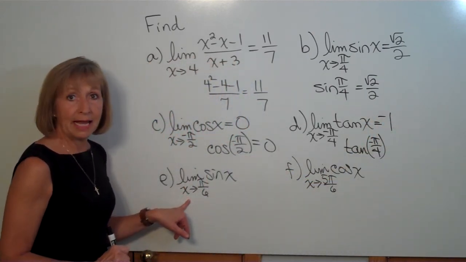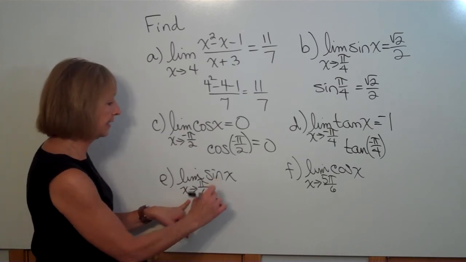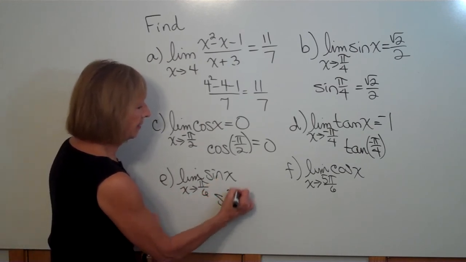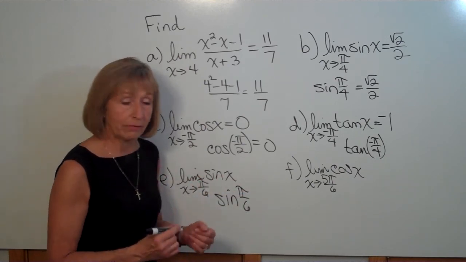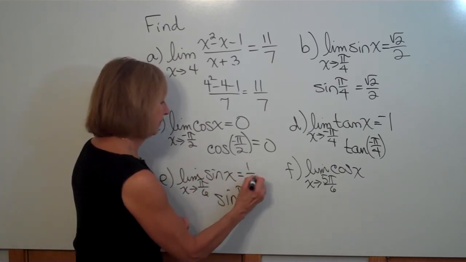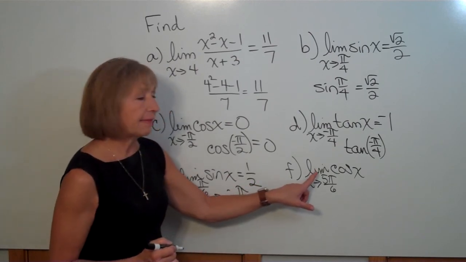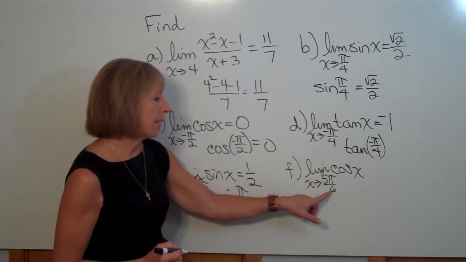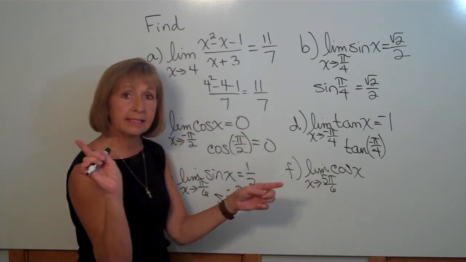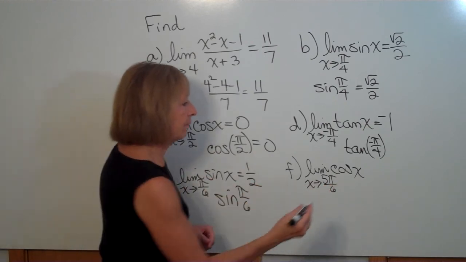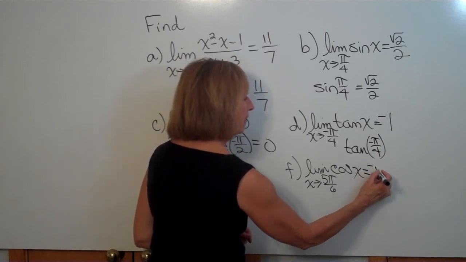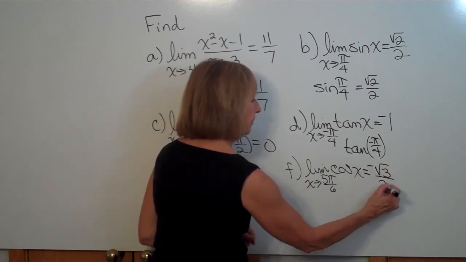How about the limit as x approaches pi over 6 of sine x? Well, that's the sine of pi over 6, and the sine of pi over 6 is 1/2. And then the limit as x approaches 5 pi over 6 of cosine x, that's in the 2nd quadrant, and that's going to give me a negative square root of 3 over 2.